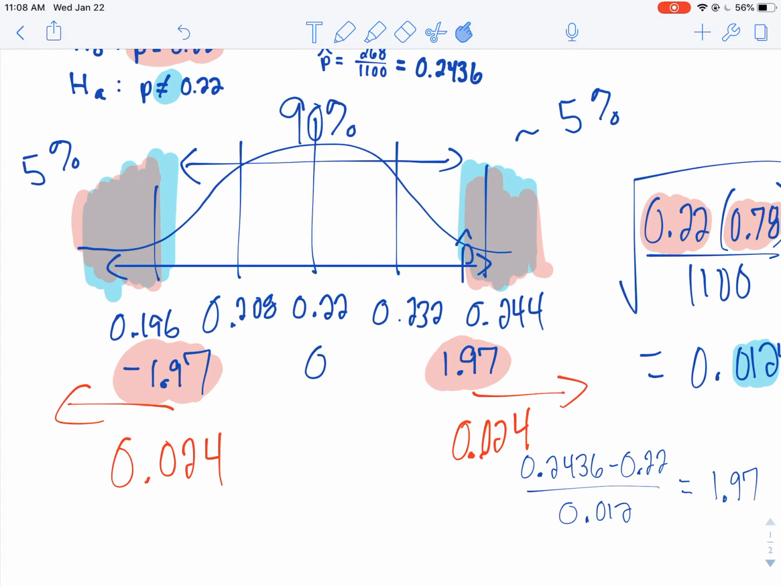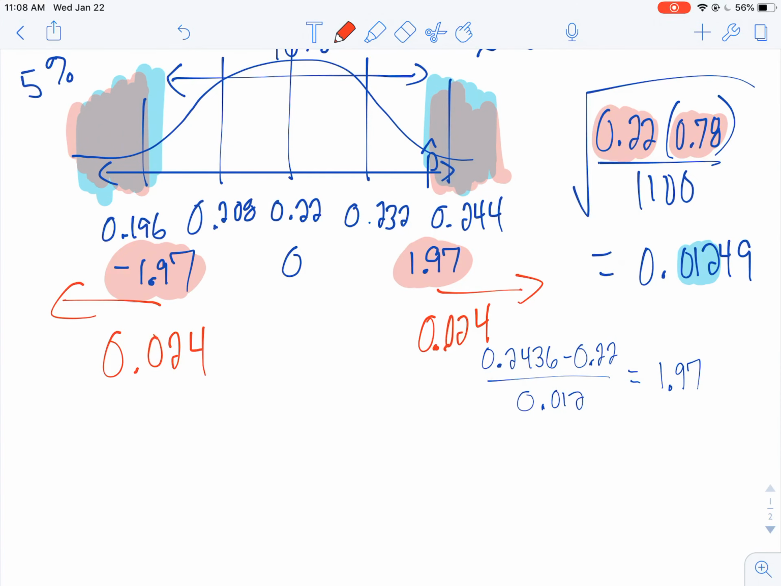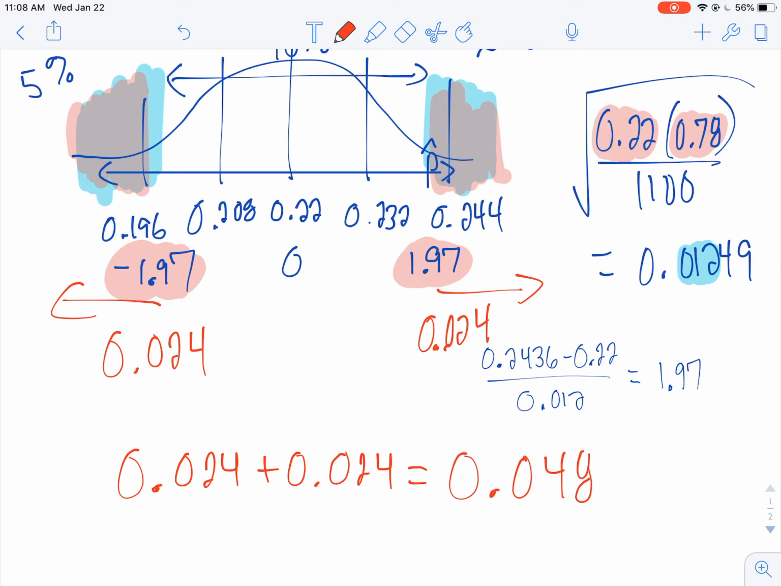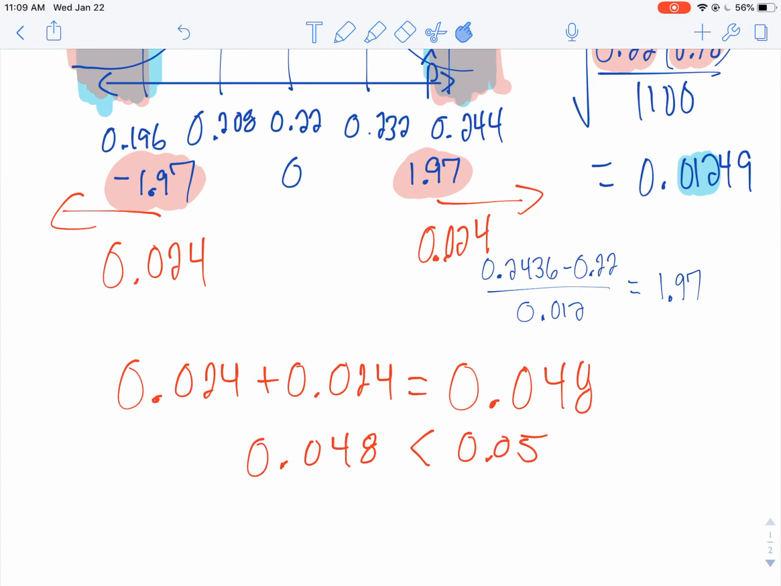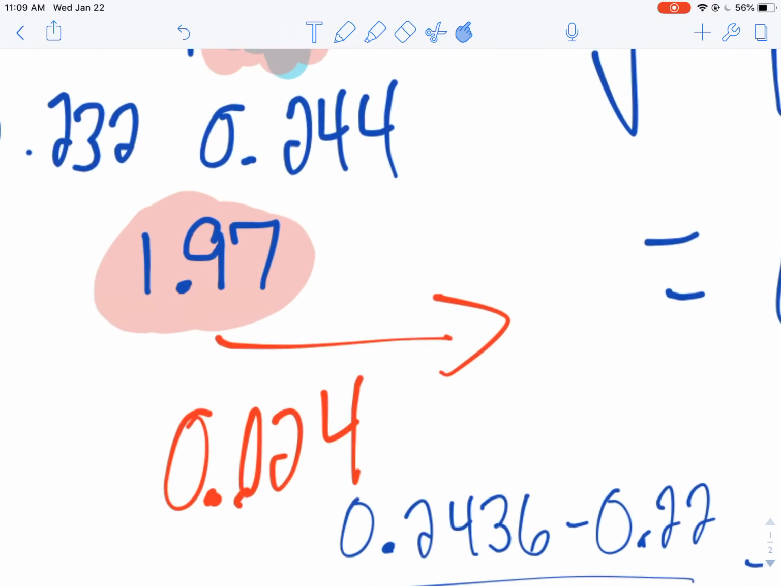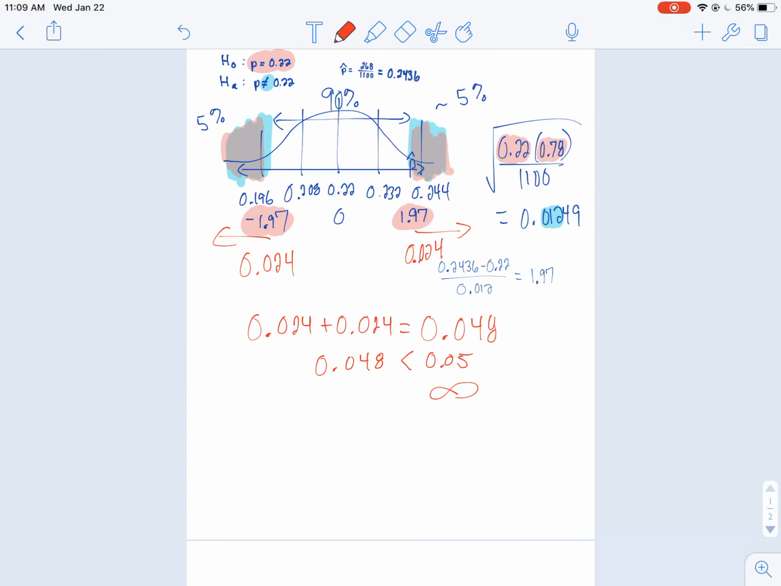So if I add up these two percentages here, essentially what you're doing is you're doubling the initial one. You can add them both up. And you notice you get a value that's really close to your significance level here. I get 0.048. It's really close to my significance level, but it is less. 0.048 is less than 0.05, my significance level. So because of that, I can reject my null hypothesis. If I just did it based on one direction, going with that 0.024, I wouldn't reject it.